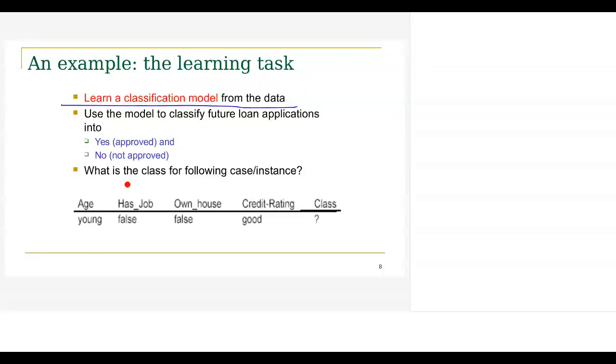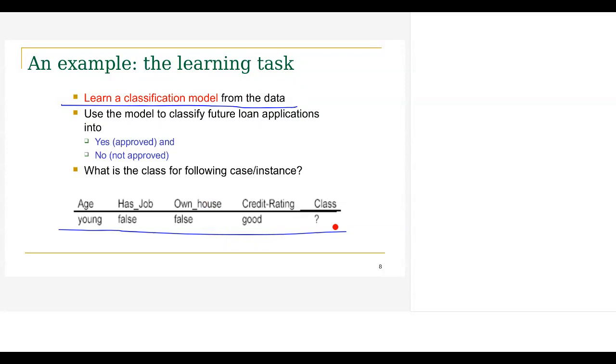What is the class for the following case instance? This is the case instance from the previous example. What is the class, no or yes? Age is young, job is false, own house is false, and credit rating is good. Whether we are going to approve his credit card application or not.